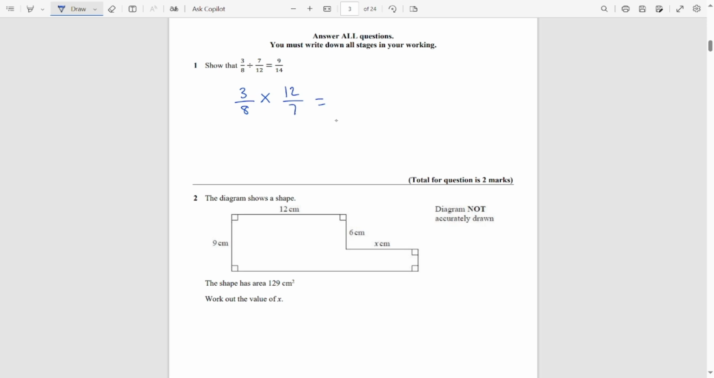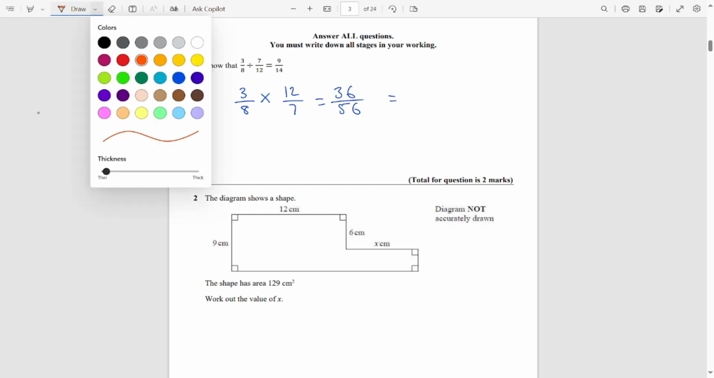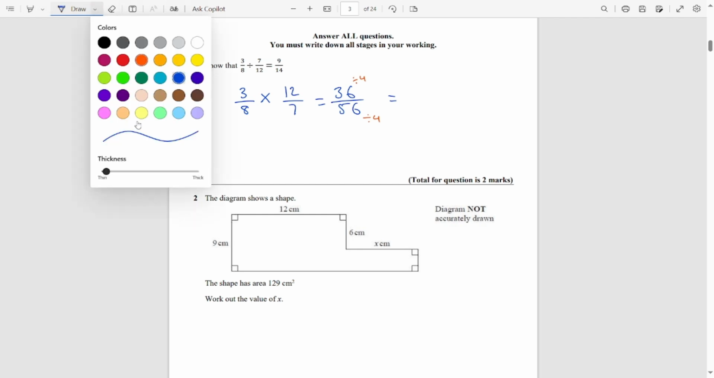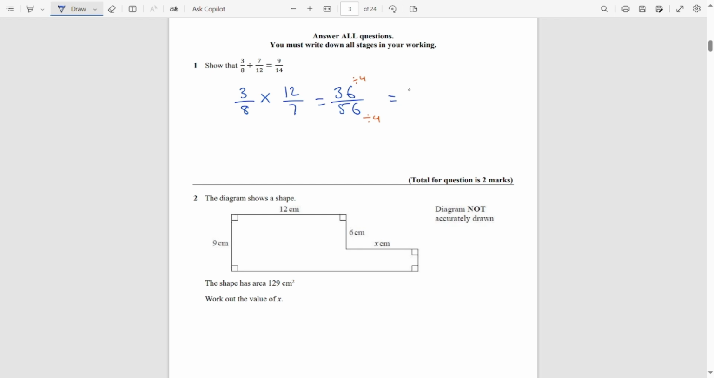Then we multiply, so 3 times 12 is 36. We multiply the bottom as well, so 8 times 7 is 56. And then now I need to simplify this down. So we can divide 36 and 56 both by 4. And I will show my workings here just to be really clear to my examiner that I know what I'm doing. So we divide that by 4. And so then this is 36 divided by 4, which is 9, over 56 divided by 4, which is 14.